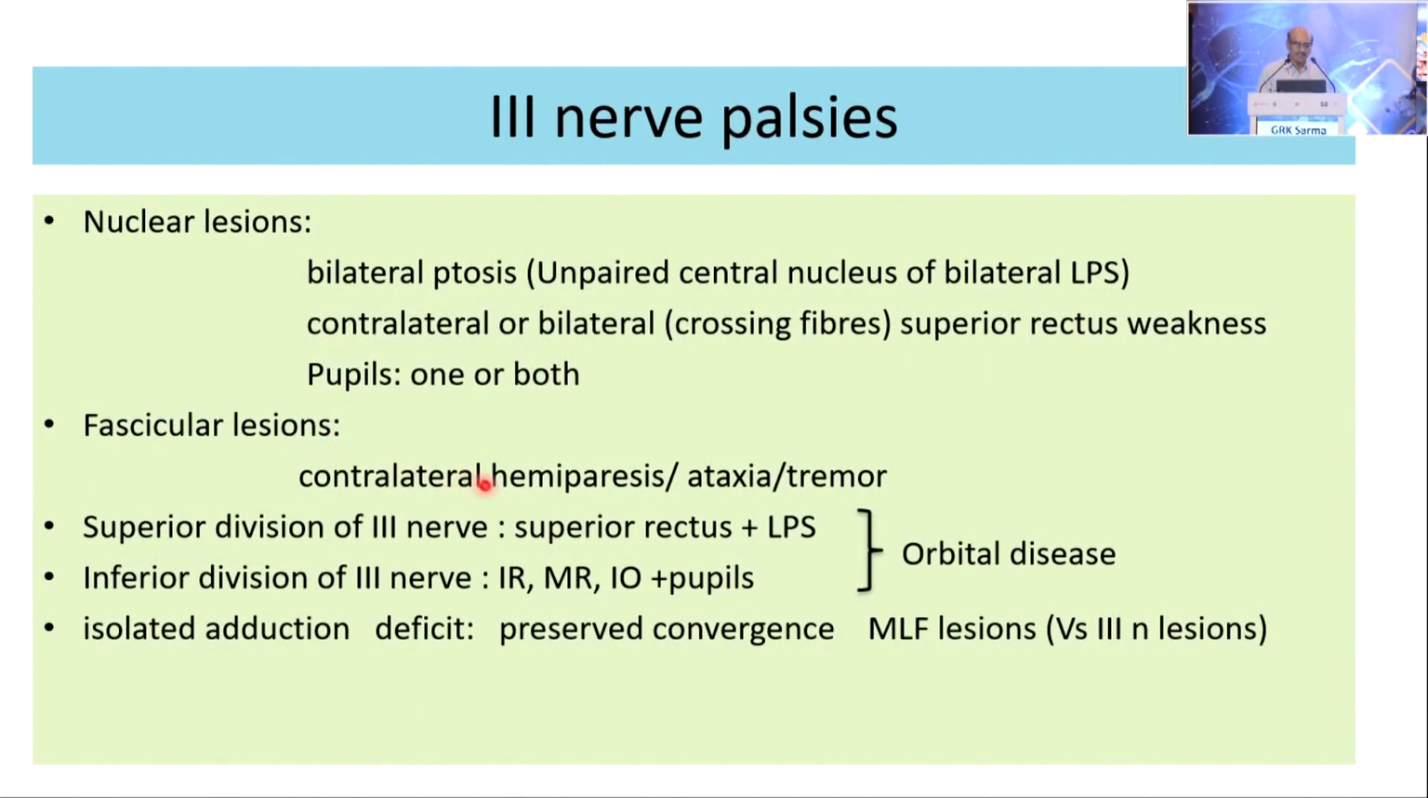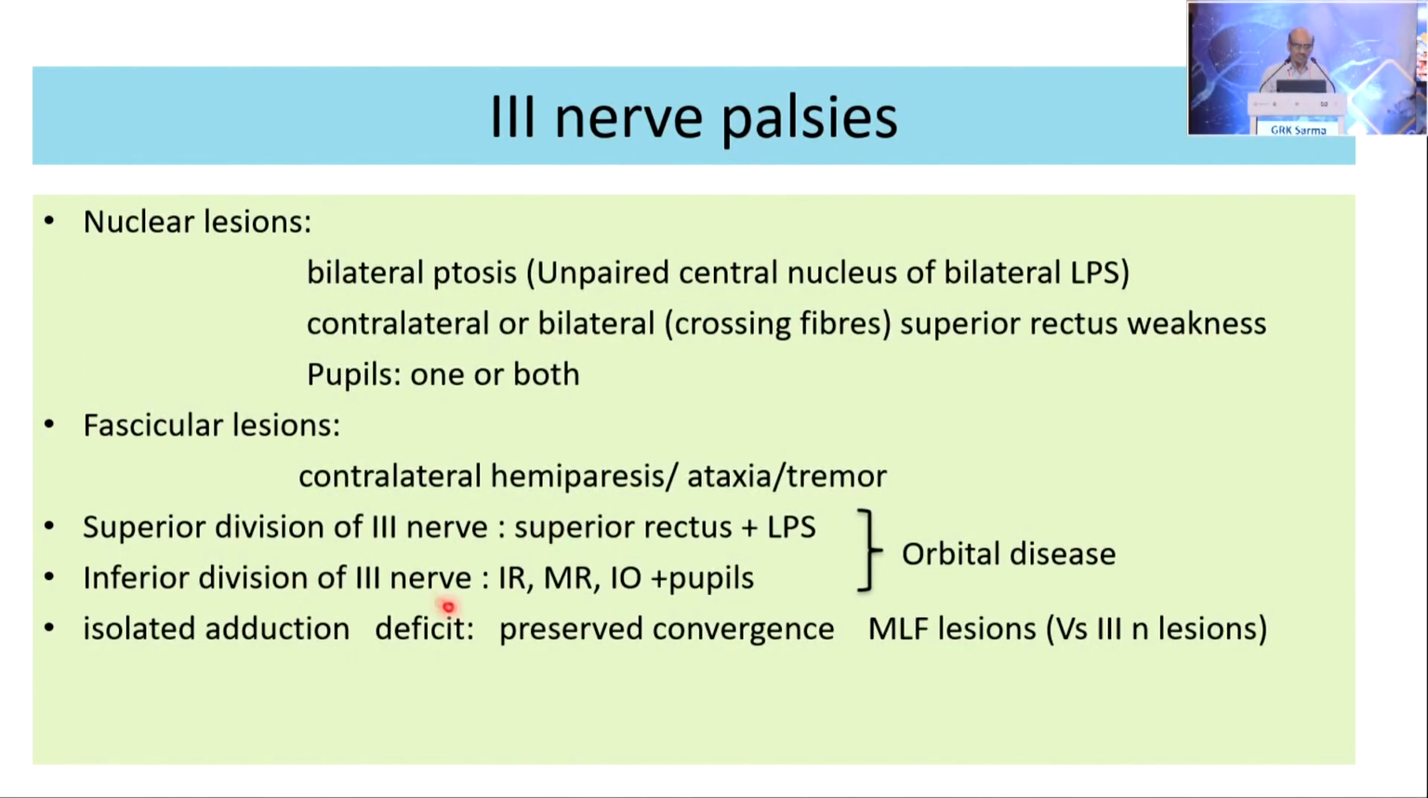Fascicular lesions typically have contralateral long tract deficits, including hemiparesis, ataxia, or tremor, depending on the structure which is involved. And if you have a divisional palsy, you suspect orbital disease. For example, the superior division of the third nerve supplies the superior rectus and levator palpebrae superioris. So if isolated superior rectus and LPS weakness is there, you know it is possibly an orbital disease.